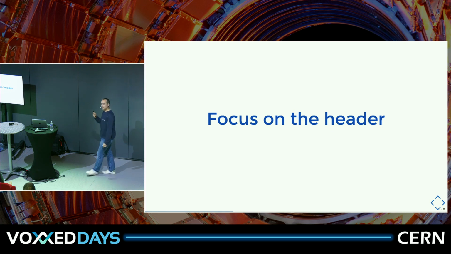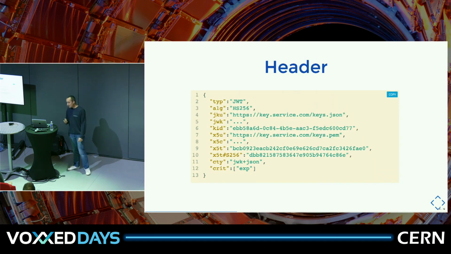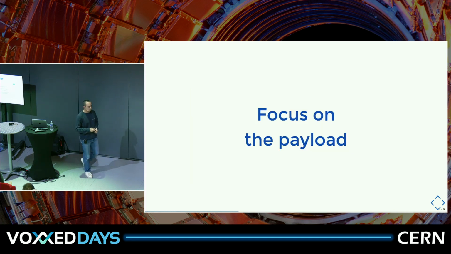Let's do a little focus on the header part. The header part will contain all the cryptography methods and keys, etc. You can imagine it concerns the signature or the encryption of the token. So there are a lot of different properties. Of course, you do not have to implement all of that, and I won't explain all of it. But there is a lot of things you can add in the header part.